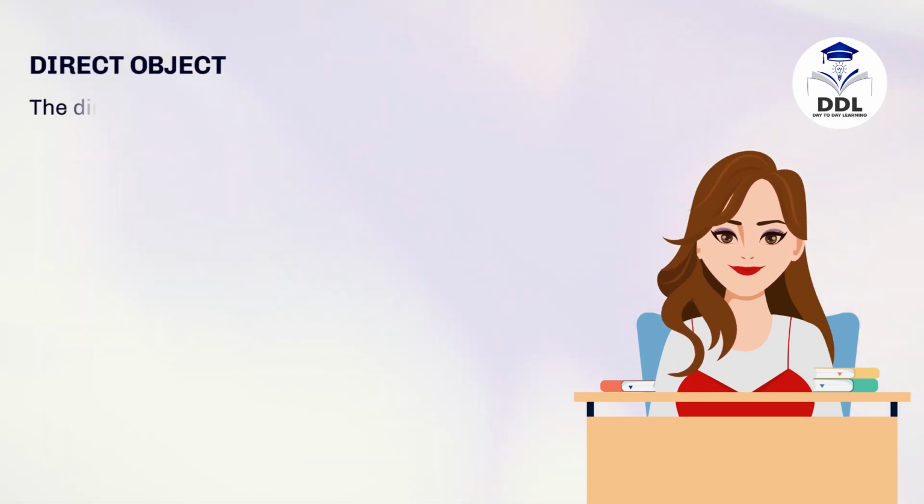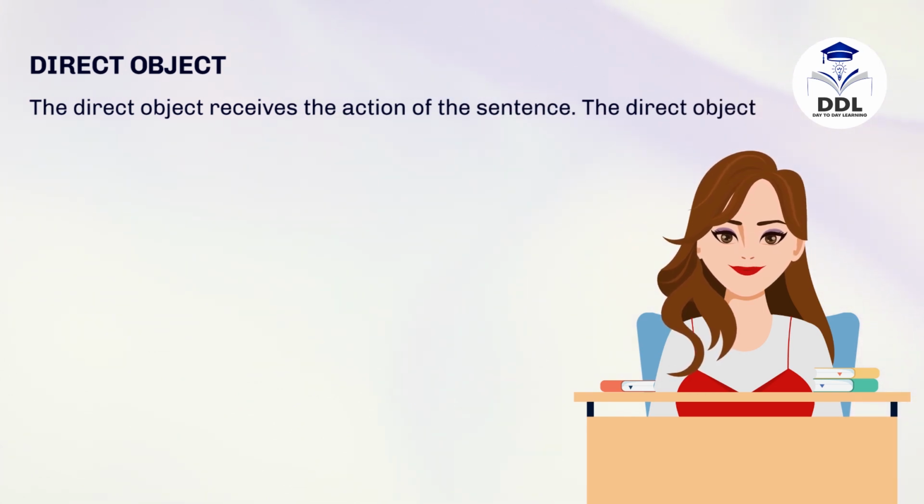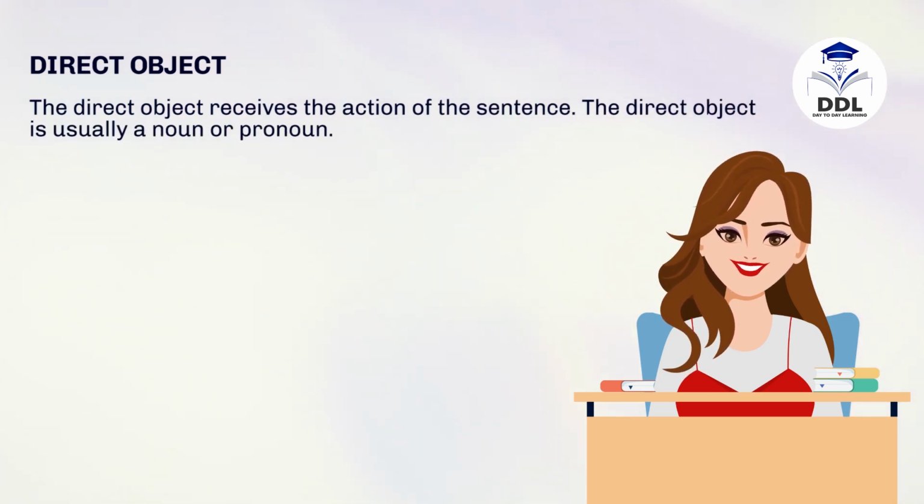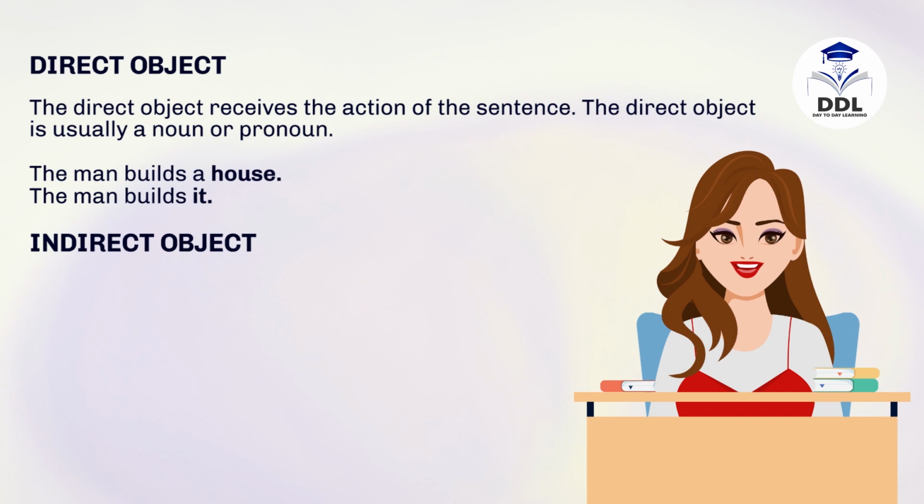Direct object. The direct object receives the action of the sentence. The direct object is usually a noun or pronoun. The man builds a house. The man builds it.